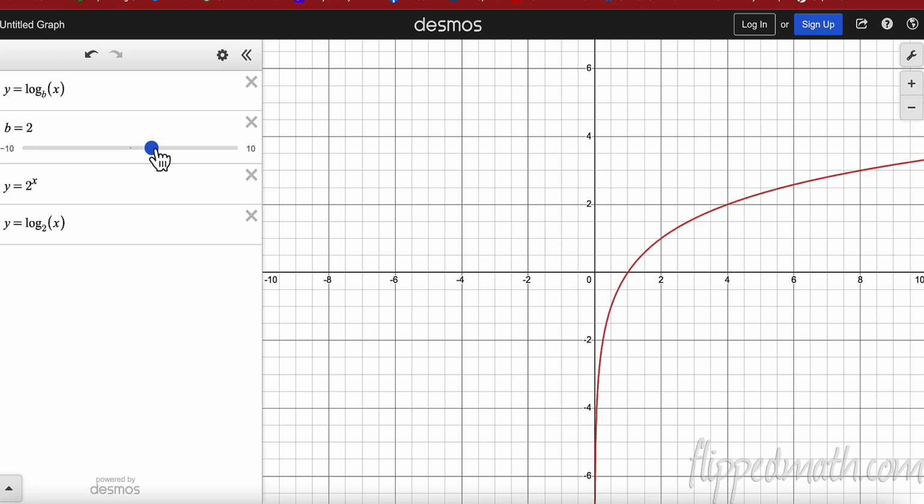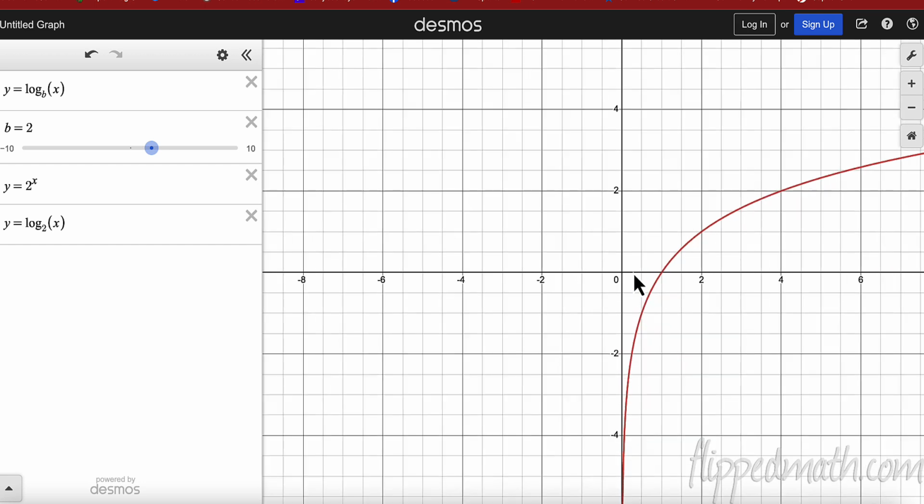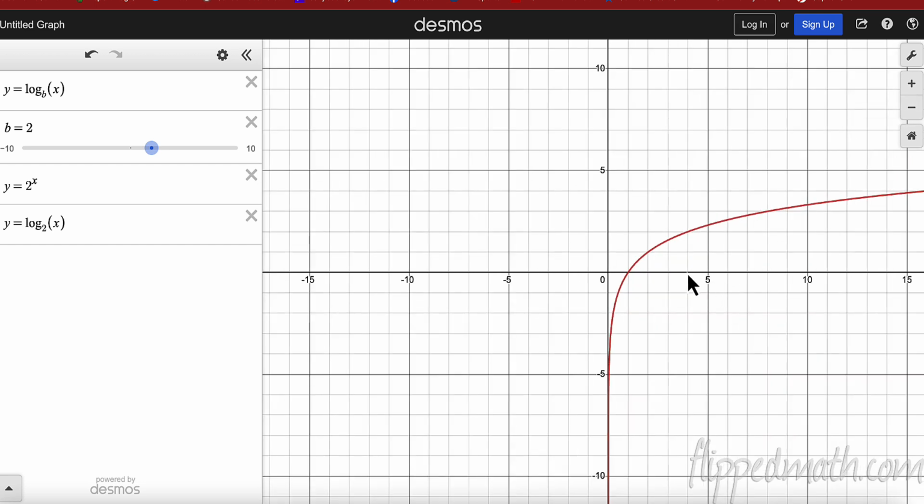I'm going to go to b is 2. All right. So b is 2. I know this was a little tricky here. Let me get a better scale. Sorry. All right, so that's 1, 0 right there. Nice, very nice. Now, let's look at, you'll notice it approaches but never crosses our y-axis. That's why there's an asymptote there.